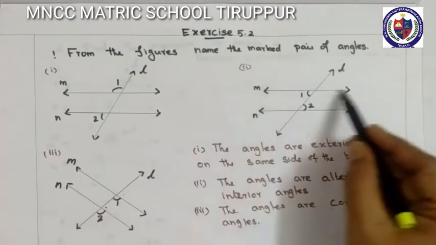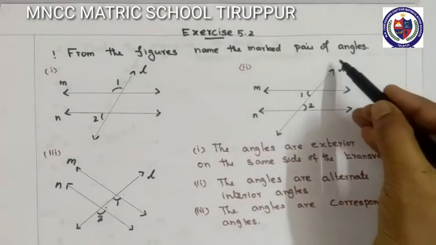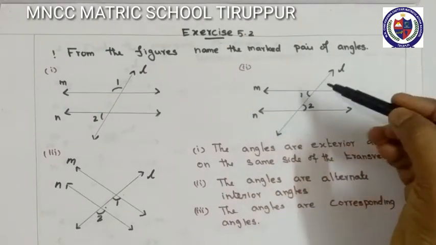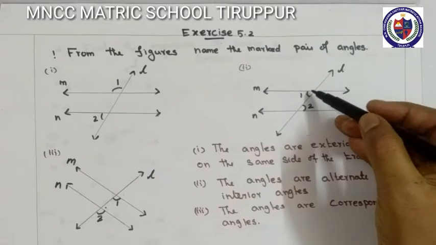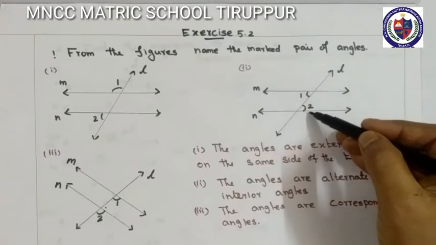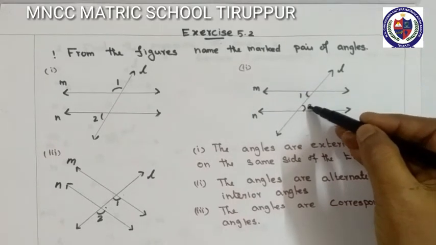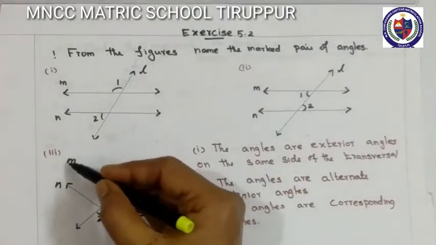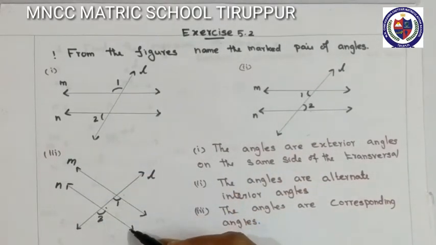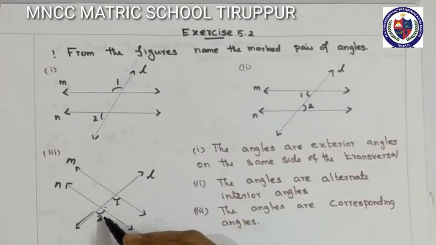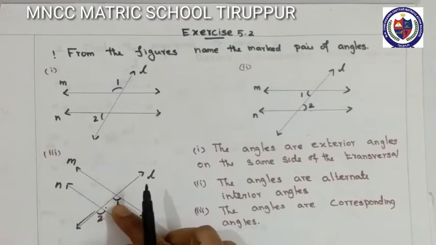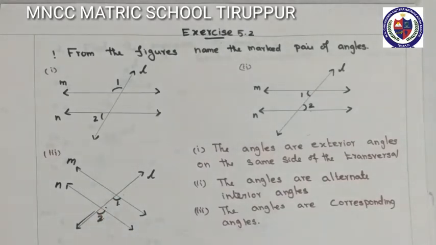Second one, M and N are parallel lines, L is the transversal. The marked pair of angles 1 and 2 are alternate interior angles. So the answer: the angles are alternate interior angles. Third one, M and N are parallel lines, L is the transversal. The marked pair of angles 1 and 2 are corresponding angles. So the answer: the angles are corresponding angles.